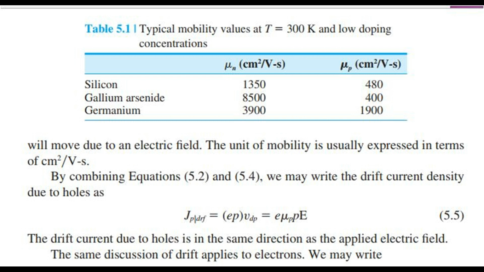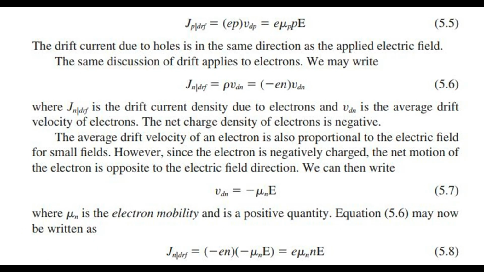The same discussion of drift applies to electrons. We may write the drift current density due to electrons, where Vdn is the average drift velocity of electrons. The net charge density of electrons is negative. The average drift velocity of an electron is also proportional to the electric field for small fields. However, since the electron is negatively charged, the net motion of the electron is opposite to the electric field direction. We can then write vdn = −μn E, where μn is the electron mobility and is a positive quantity.